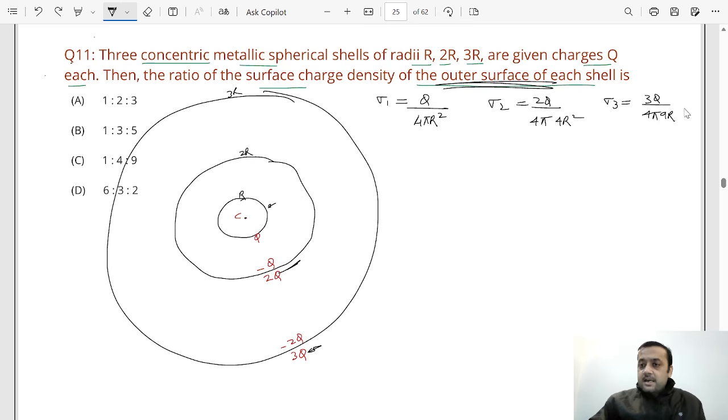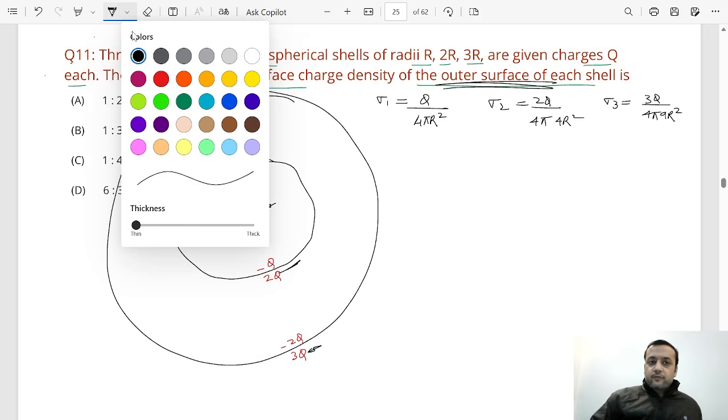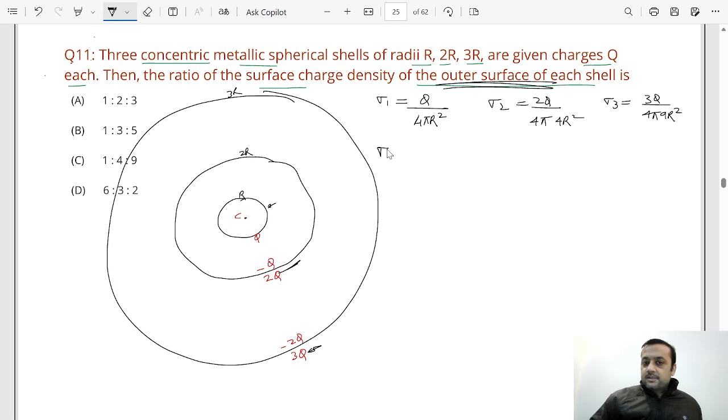Now we have to find the ratio of sigma 1 is to sigma 2 is to sigma 3. So look, q by 4 pi r square is common in each. Since we have to take the ratio, you can ignore this factor. Here 1 is left, here 2 by 4, that means half is left, and here 3 by 9, that means 1 by 3 is left. So the answer is 1 is to half is to 1 by 3.